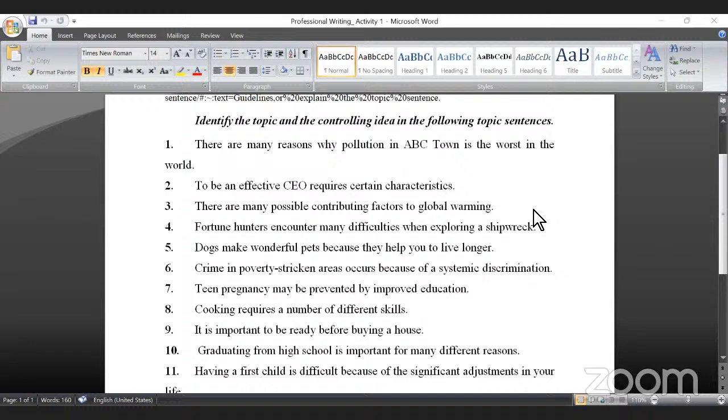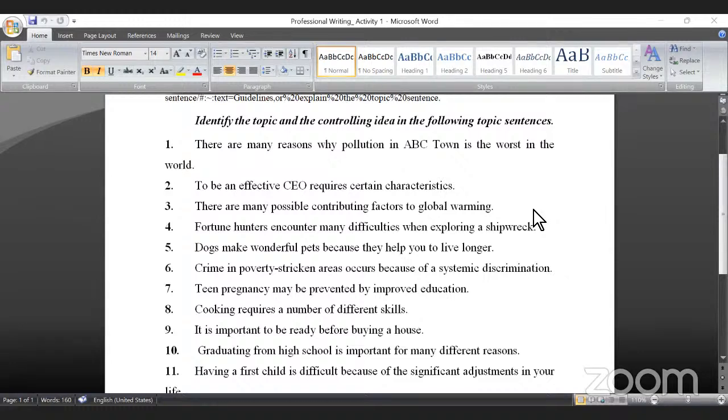This is how you develop a paragraph. You write the topic sentence, within which you have the topic and the controlling idea. So everything is decided right there. The rest of the part is just an elaboration of what this idea is going to be. Now, third one: there are many possible contributing factors to global warming. The topic is global warming. And your controlling idea is many possible contributing factors.